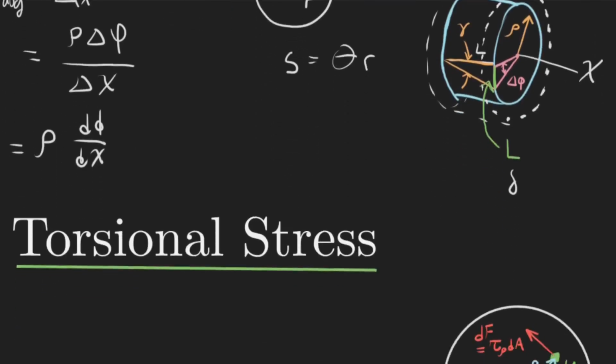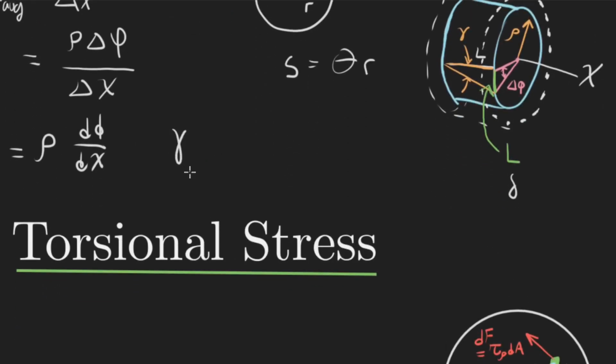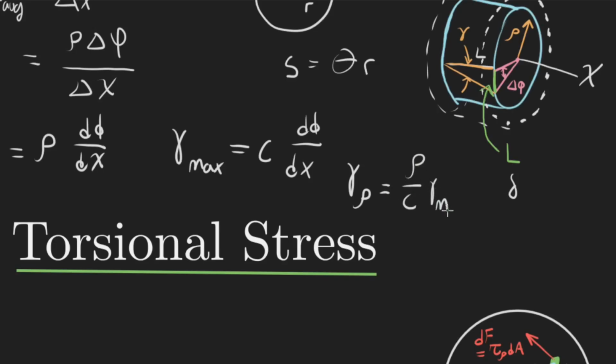And then we can also say real quick that our max shear strain is just going to be at our maximum radius, right? Because at the higher radius, this phi right here is going to be larger. So gamma max is equal to c times d phi over dx. And then that also means that our gamma at some radius rho is going to equal rho over c times gamma max, right? Because if we multiply this term by rho over c, then we would just get our shear strain at some radius rho.